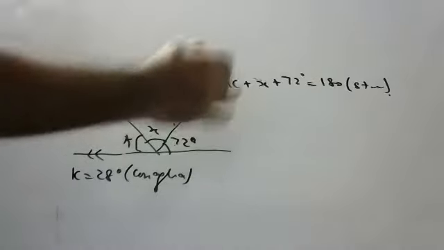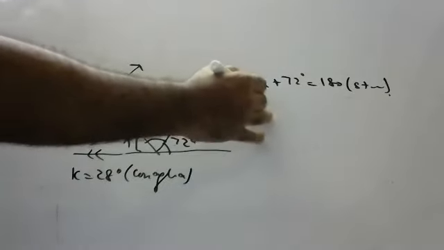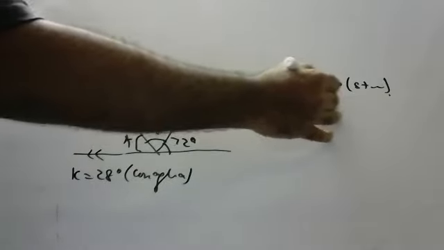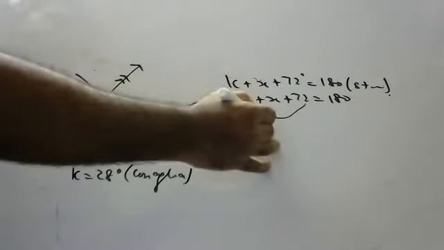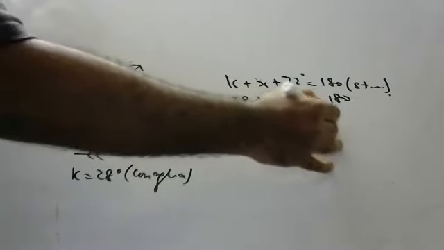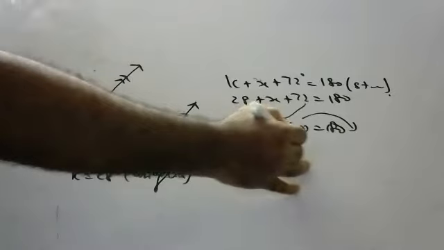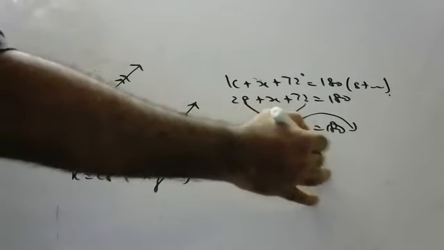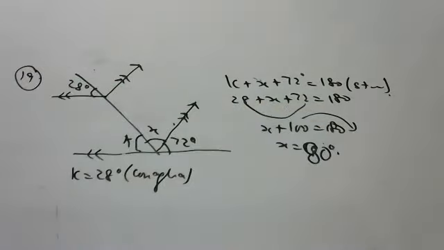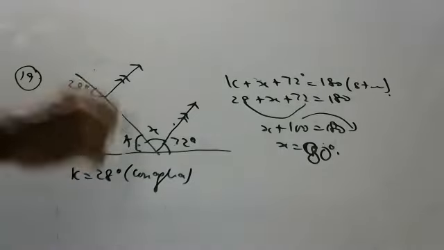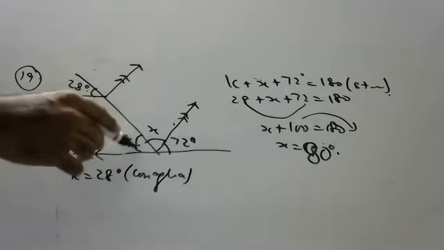K is how much, children? 28. 28 plus x plus 72 is equal to 180. 28 plus 72 is 100, children. 100 moves here, x is equal to 80 degrees. Simple, children, very easy. This is 28, this is also 28 because corresponding, and these three are 180 degrees.